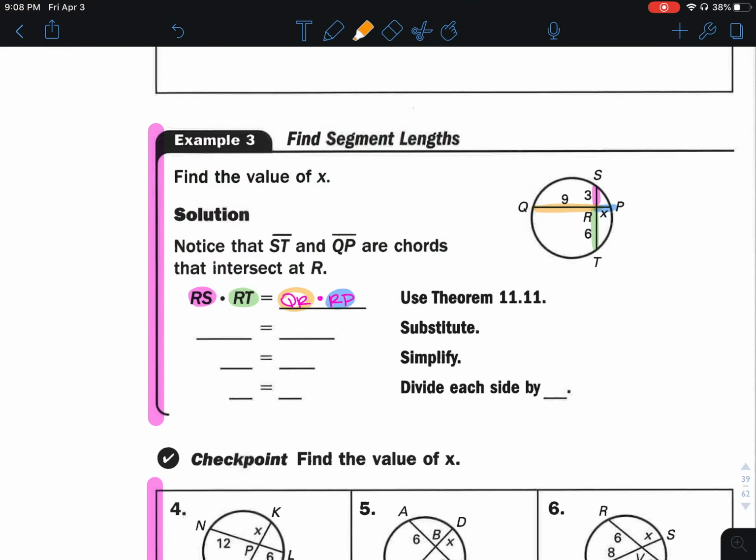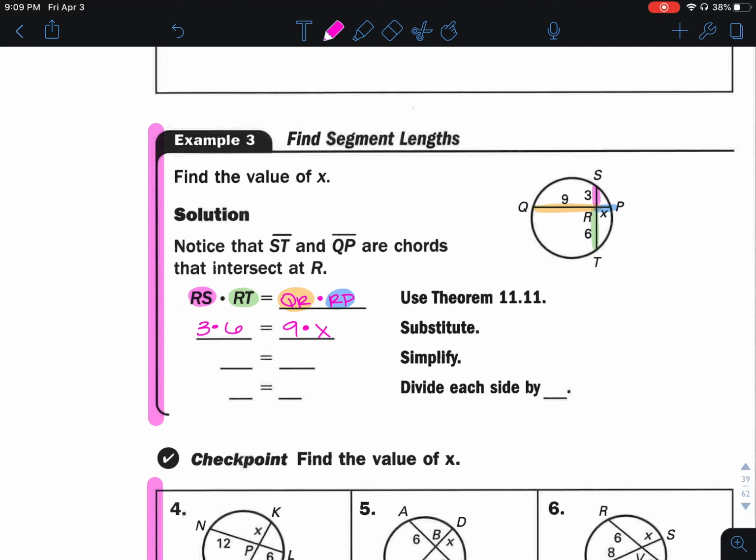In my case, I'm going to do my pink and my green on one side and then my orange and my blue on the other. You do whatever colors you want or don't use colors at all. Colors typically make more sense to me, and I think it's pretty helpful, so that's why I do it this way. Okay, so let's fill in what I know. So RS, if I look at my picture, RS is that pink segment, and that is 3, times my green segment, which is 6, equals QR, which is in the orange, is 9, times my blue, which is X.